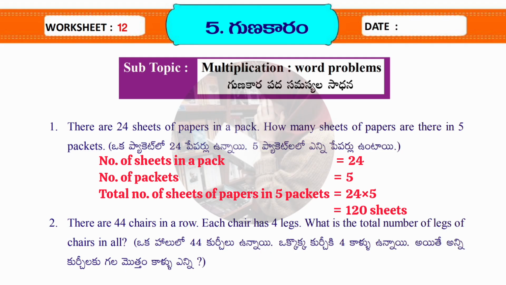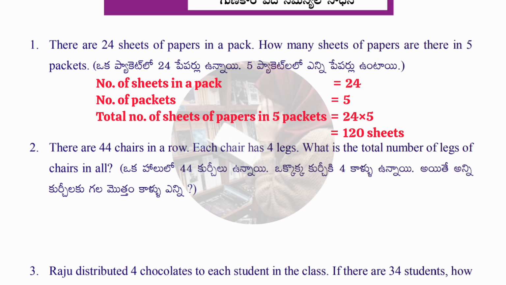To carry forward, write down 0. Then 5 2 is 10. 10 plus 2 is 12. Total 120 sheets are there. So answer is 120 sheets.